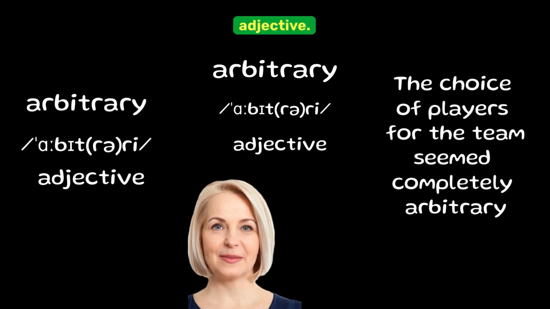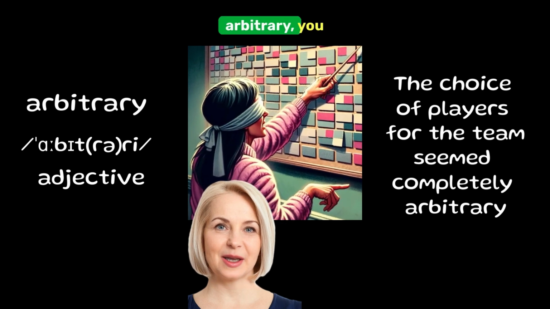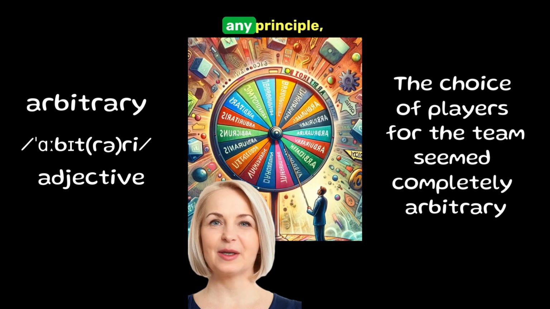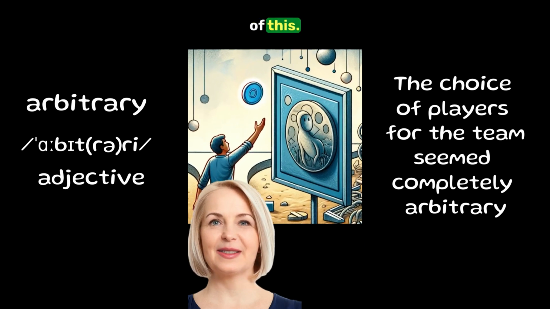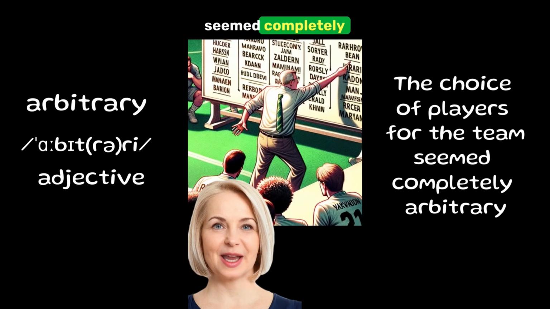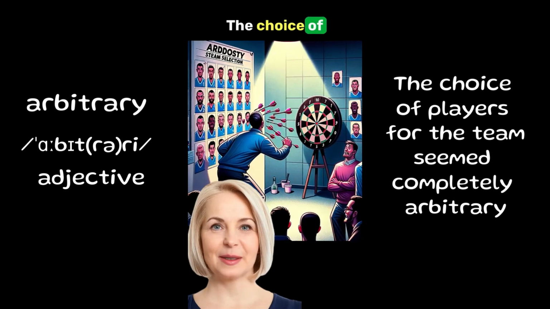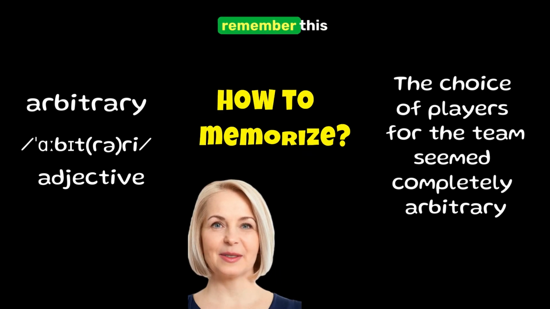Today's word is arbitrary. Arbitrary is an adjective. If you describe an action, rule, or decision as arbitrary, you think that it is not based on any principle, plan, or system. It often seems unfair because of this. For example, the choice of players for the team seemed completely arbitrary. Any tricks to remember this word?